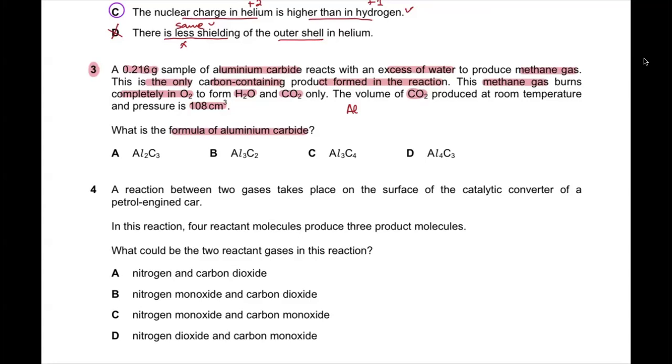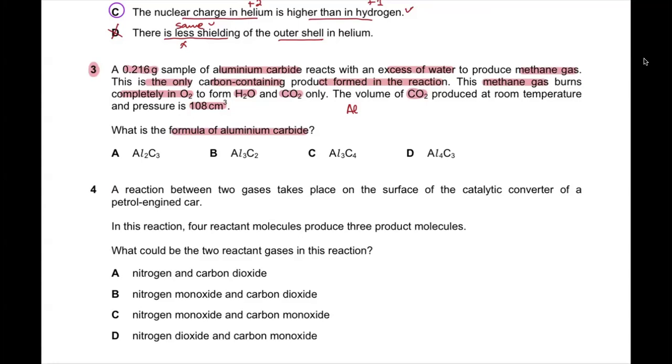It's 0.0045 moles. So it means 0.0045 moles of methane has been produced. Till here, is this clear?